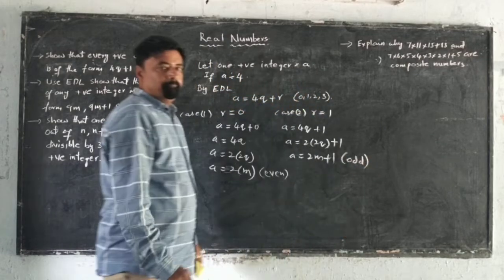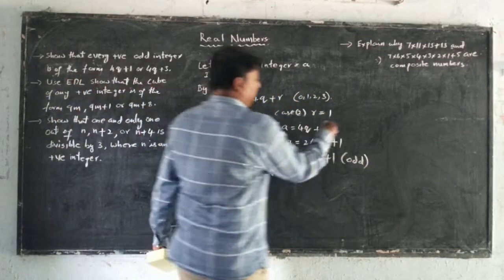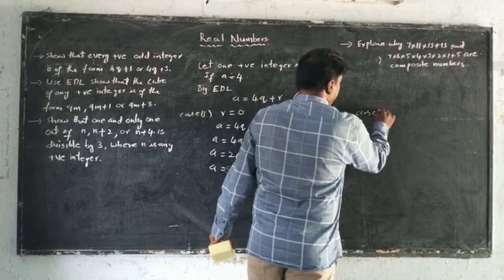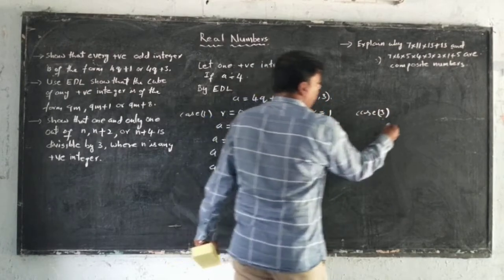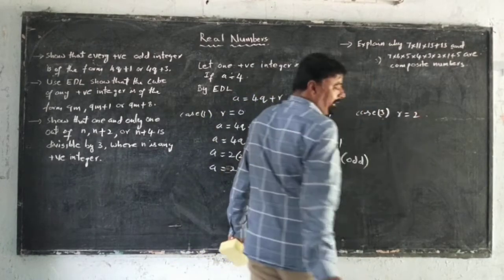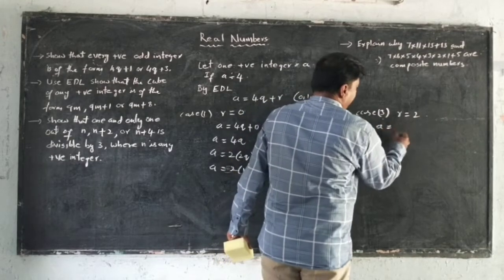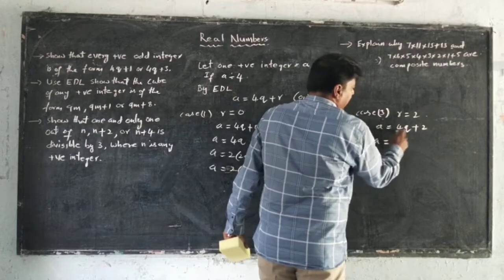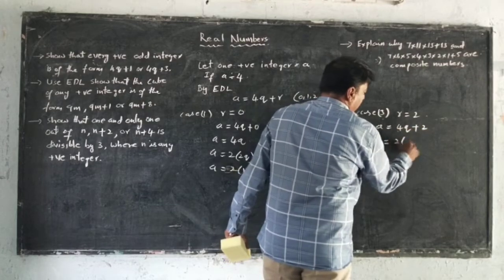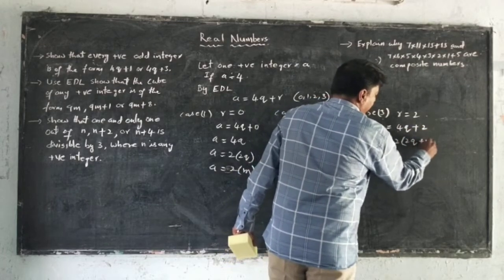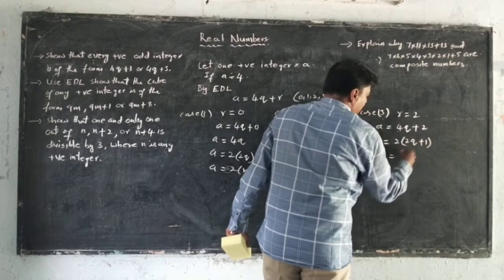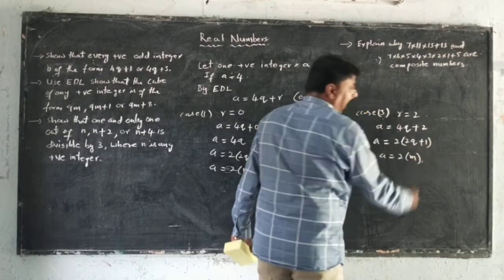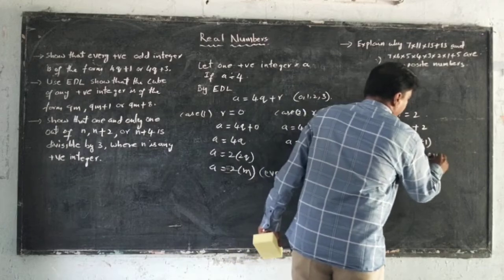If I go for case 3, where r = 2, therefore according to EDL, a = 4q + 2. In these two terms we can take 2 common, giving 2(2q + 1). So a = 2 into something, again in the form of 2m, therefore it is even.